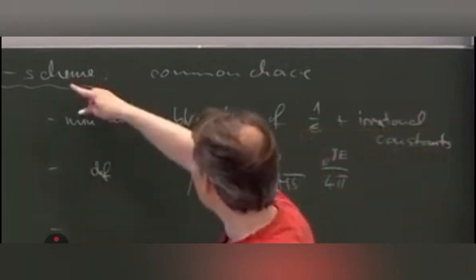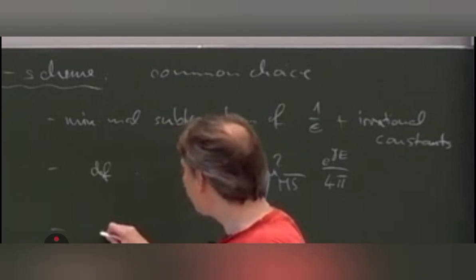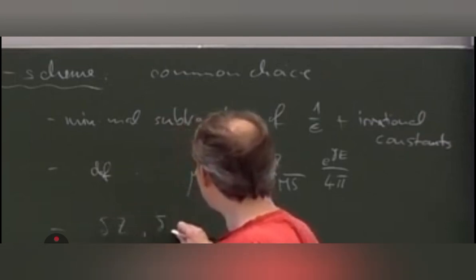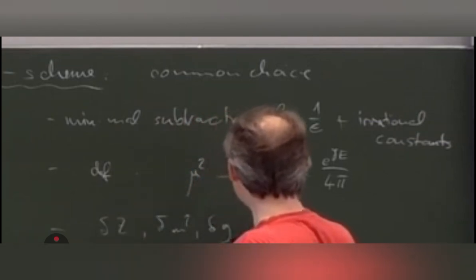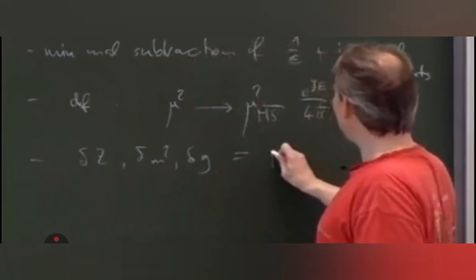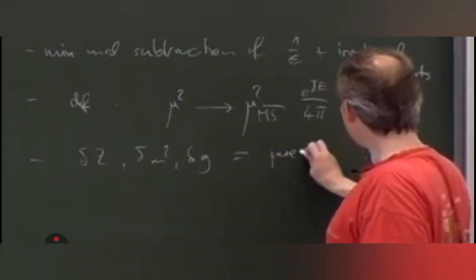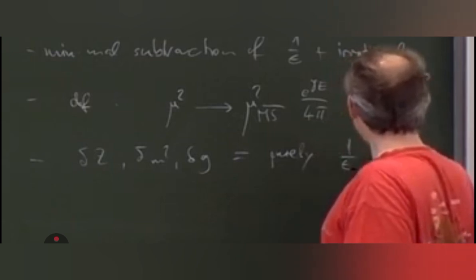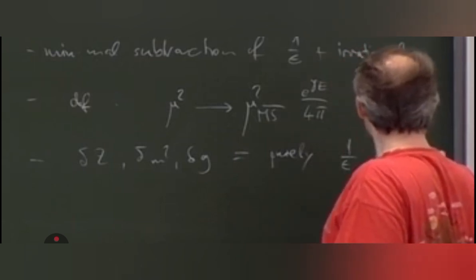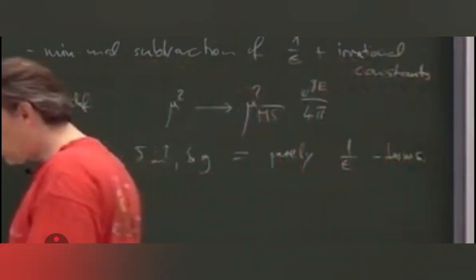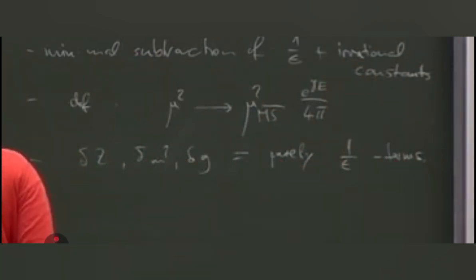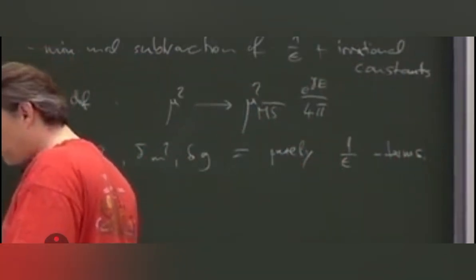So then in the MS bar scheme, we simply say delta z, delta m square, and delta g are by definition purely 1 over epsilon terms. So there are no finite pieces inside of the renormalization constants.